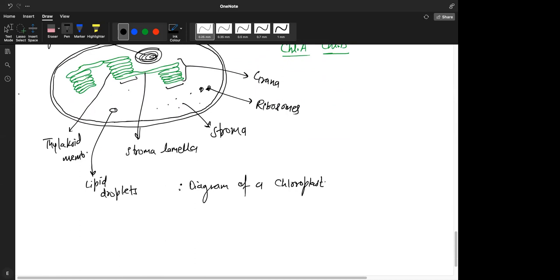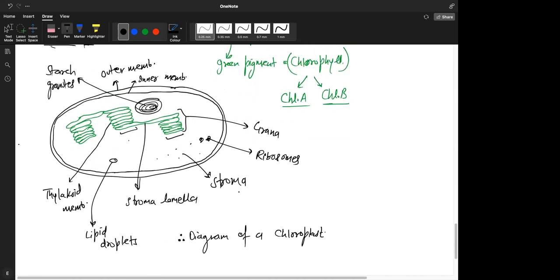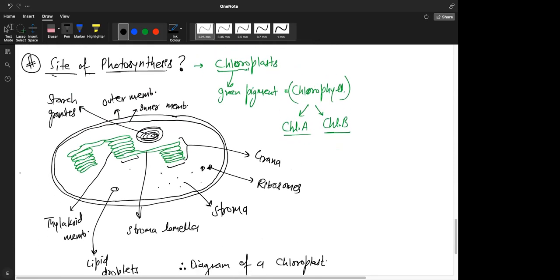Now, if you look at this diagram, and if I ask you, where in this diagram do you think photosynthesis is happening?